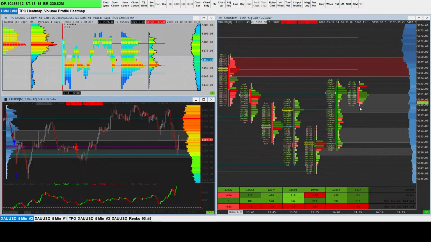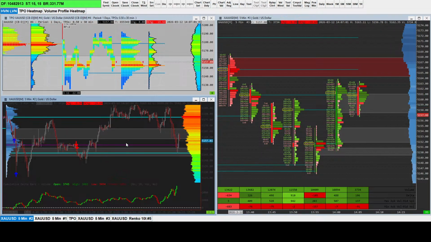Well, I'm looking at spots by executing the trade on futures. On futures, things are a bit tricky when it comes to order flow.